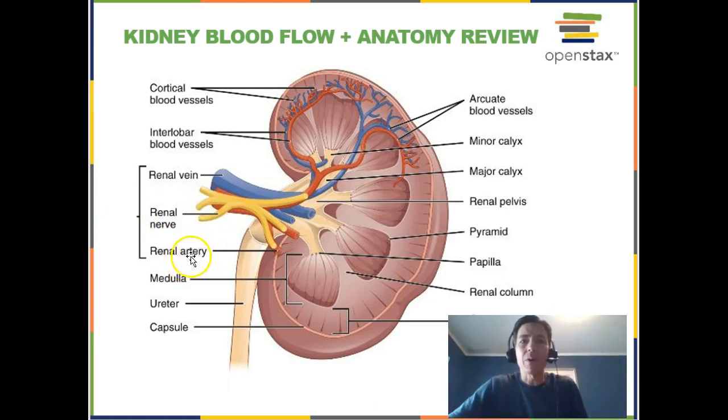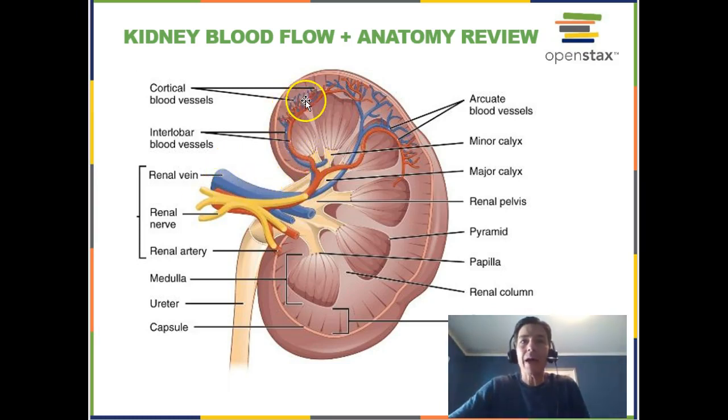Where am I looking for? Oh, this says renal artery here. It should be pointing right here, behind this renal nerve, which has no business being in that picture because we don't care about the nerve. But whatever, blood's going to come in the renal artery, exit the renal vein. We'll talk about the filtration process later.